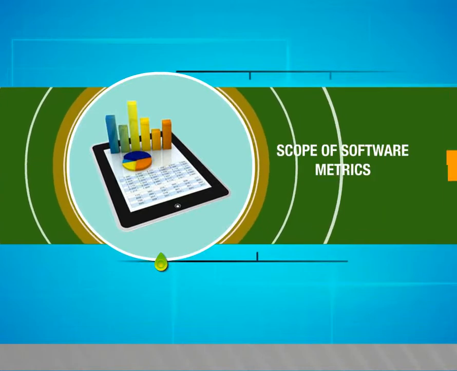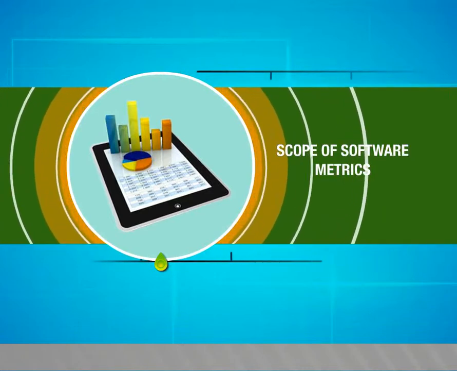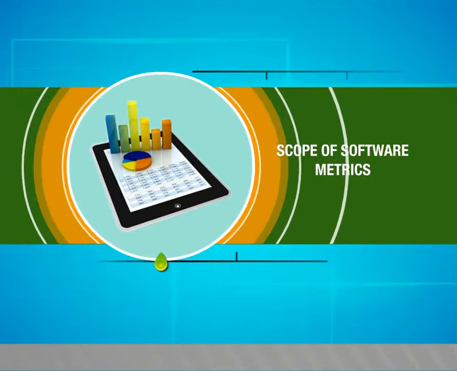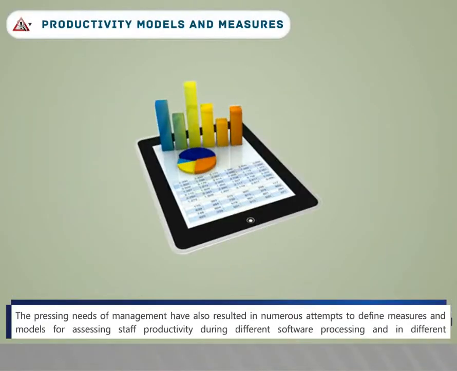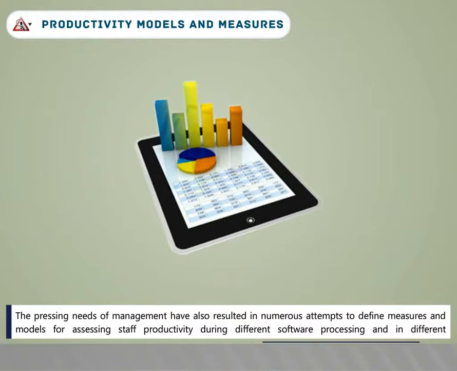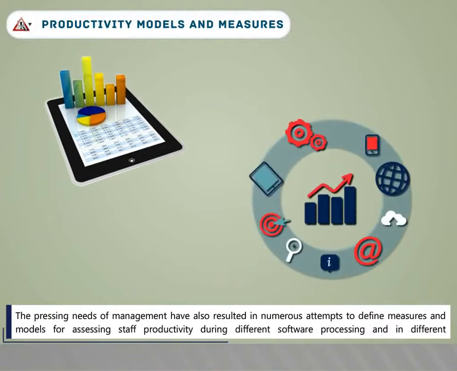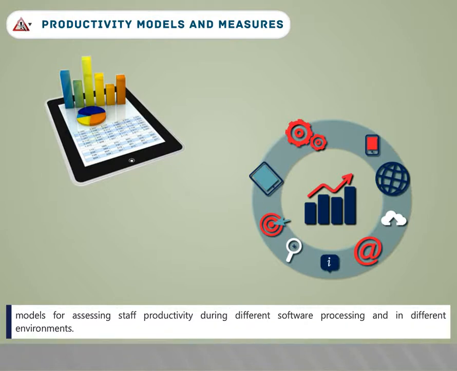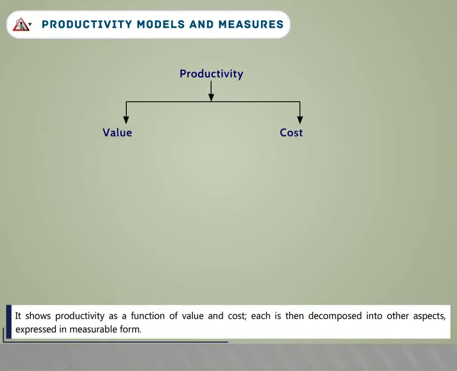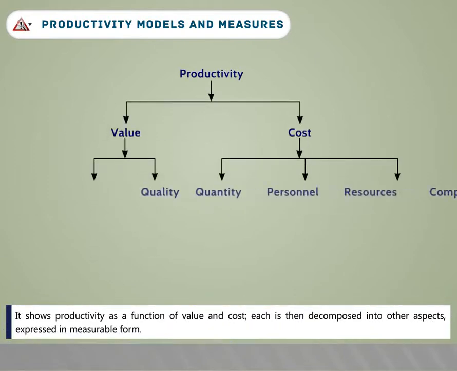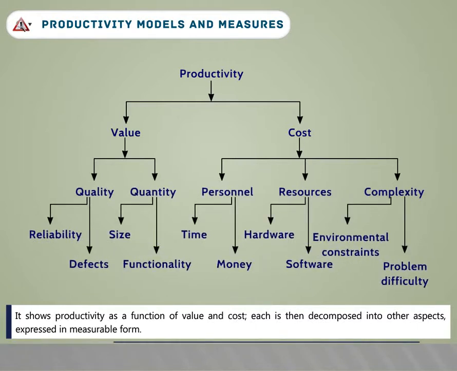Scope of software metrics. In this video, we are going to see about the scope of software metrics. Productivity models and measures. The pressing needs of management have also resulted in numerous attempts to define measures and models for assessing staff productivity during different software processes and in different environments. It shows productivity as a function of value and cost. Each is then decomposed into other aspects expressed in measurable form.